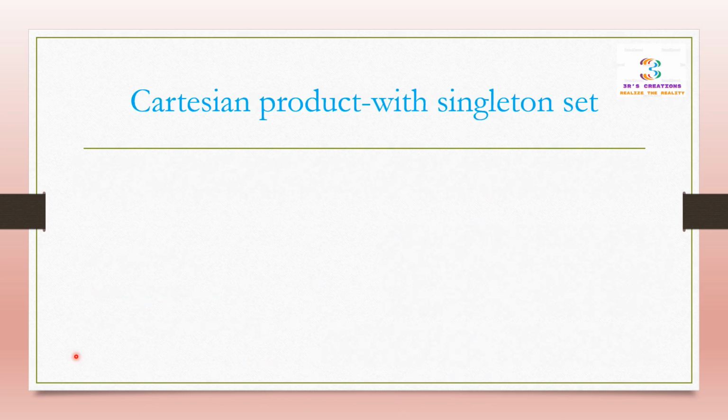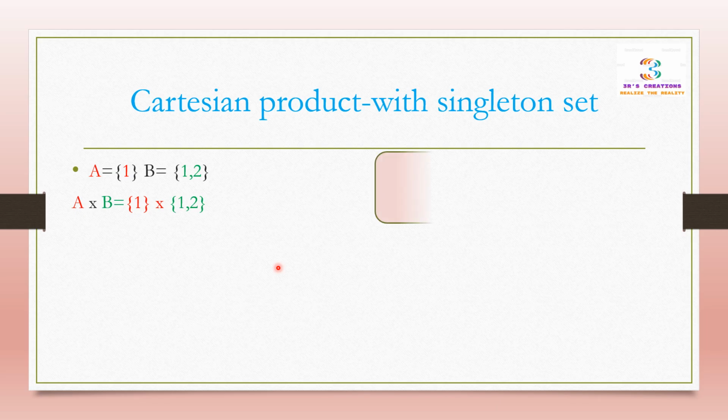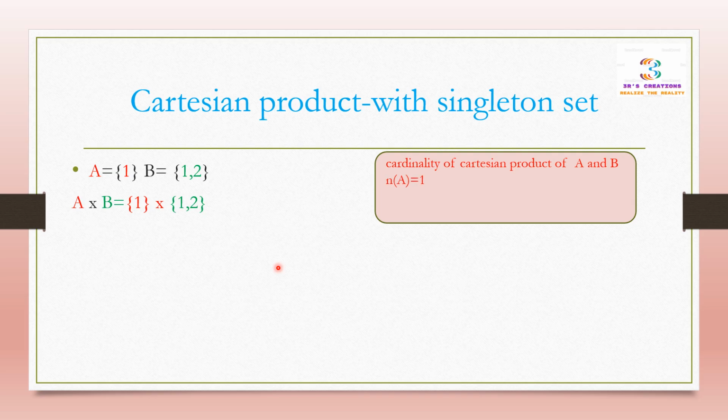Cartesian product with singleton set. A has only one element and B has two elements. So A is a singleton set. Now A cross B, what are the possible outcomes while making Cartesian product with a singleton set? Let's say A has one element and B has two elements. Now the number of elements in A cross B will be 2, as 1 into 2 is equal to 2.